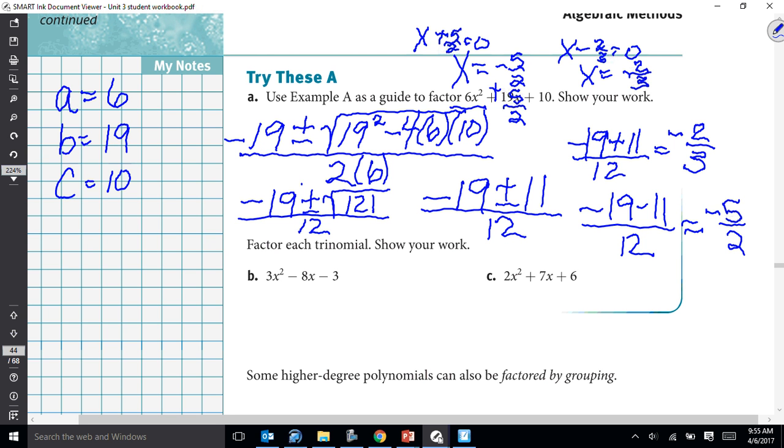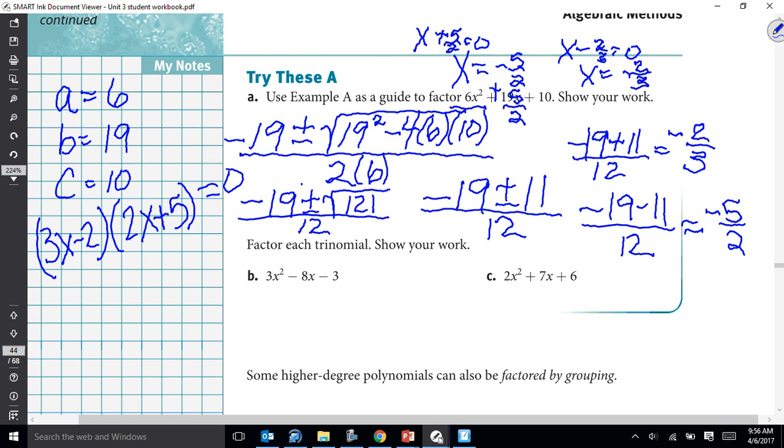No. So in slide and divide, that last step is if these don't divide evenly, we put the 2 in front of the x. So this parenthesis is going to be 2x plus 5, and our other parenthesis is 3x minus 2.